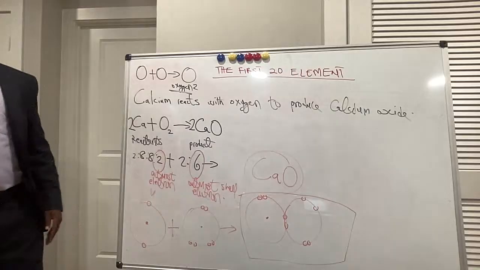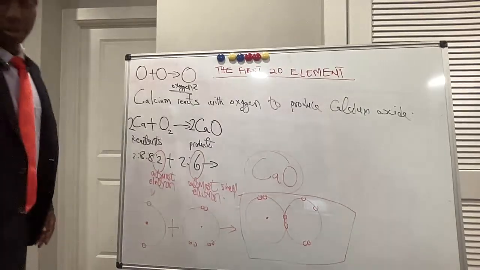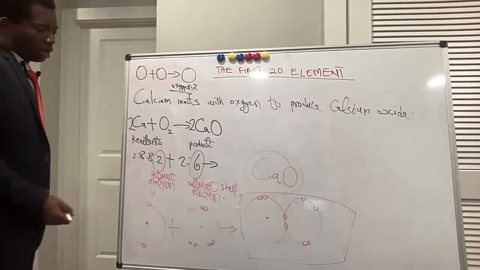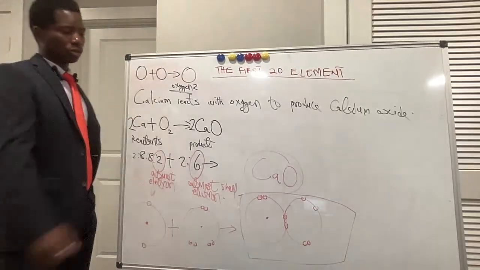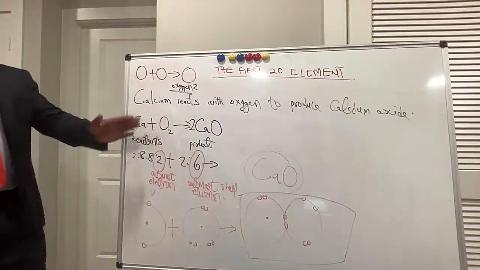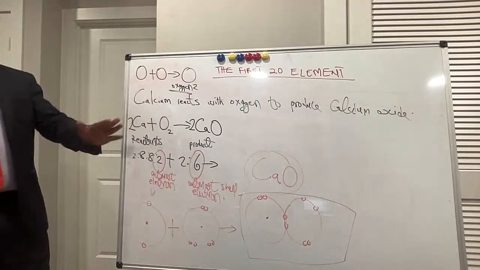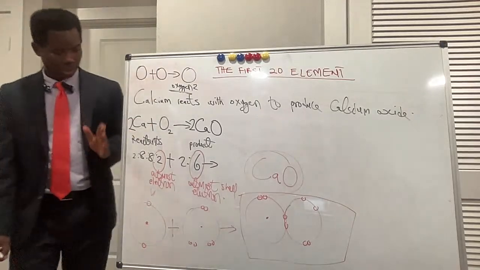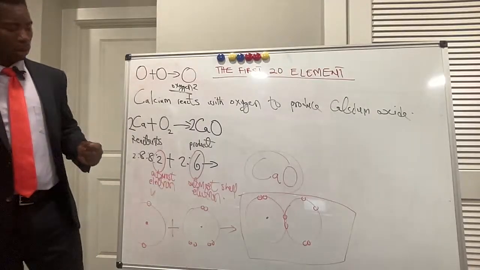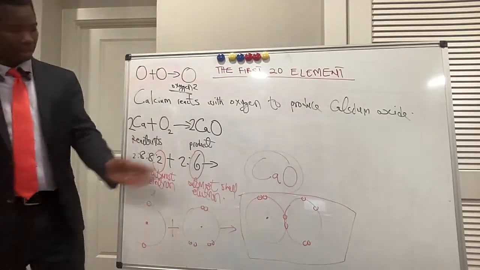From this reaction, we can see that calcium reacts with oxygen to produce calcium oxide. I balance the reaction for the sake of balancing of reaction, because every reaction in chemistry must be balanced. Now, this is your reactant, this is your product.